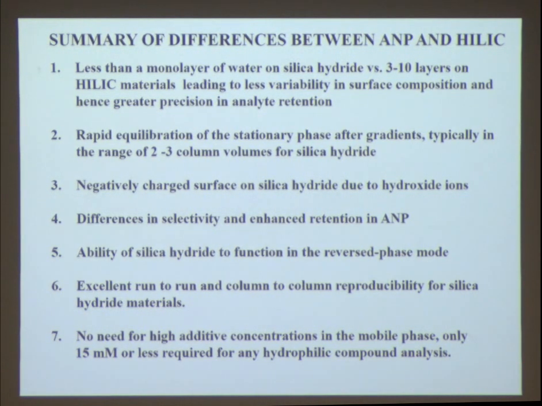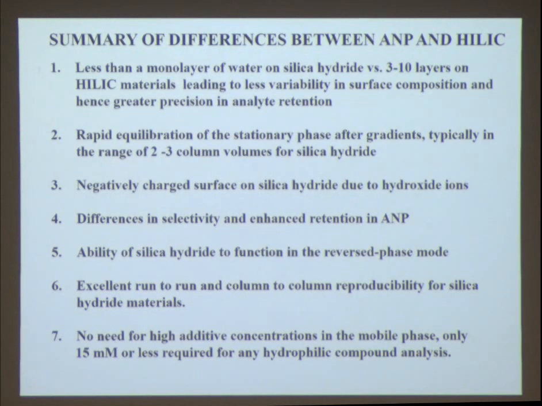Rapid equilibration of the stationary phase is very important, again, especially if you're doing gradient runs. And if you have complex samples, most times you're going to be doing a gradient run. 2 to 3 column volumes is fairly common. 15, 20, 30 or more sometimes are what's required for an ordinary silica or a HILIC material.